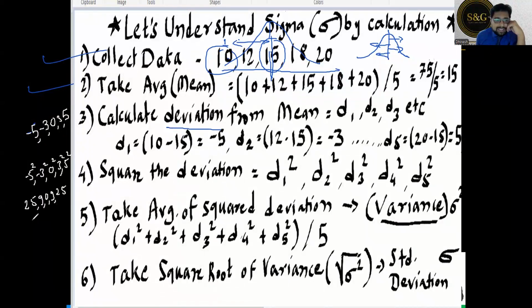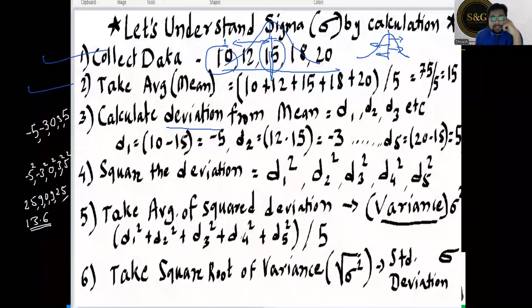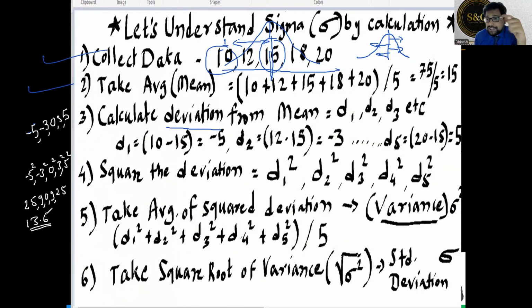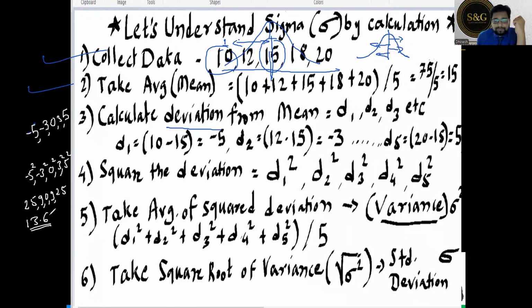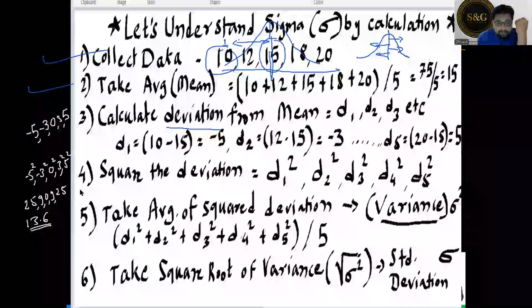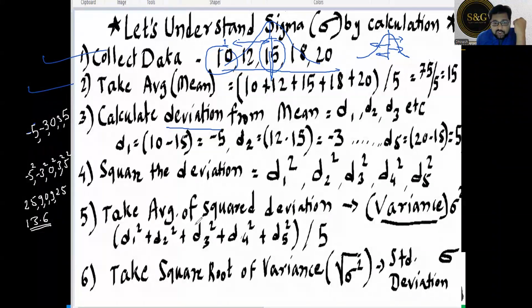It is 13.6. Everybody is getting this value, guys? No, divide by 5. Girijesh ji, just divide this by 5. You have to take the average, right? So this is called the average of the squared deviation, and this is also called variance.